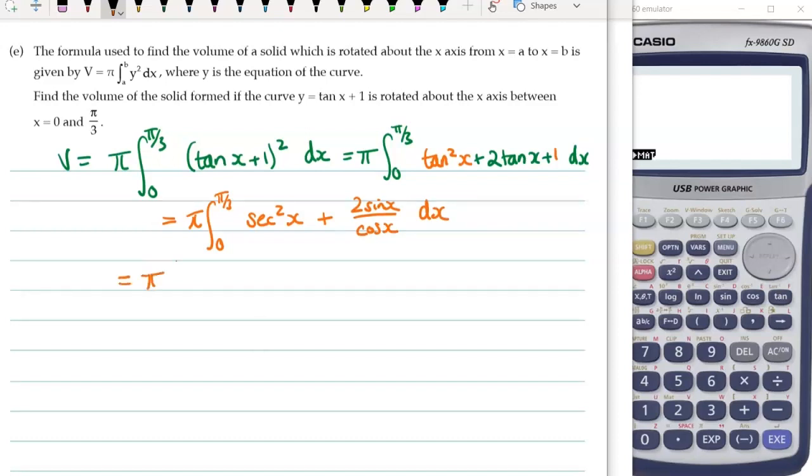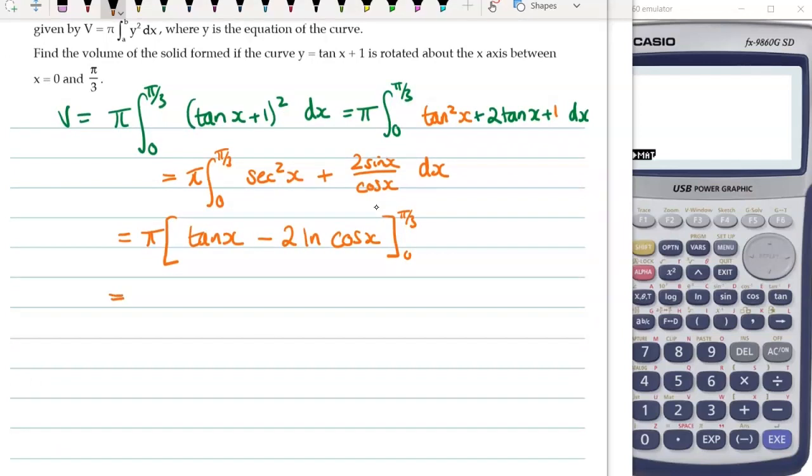So we'll do pi. Sec squared integrates directly into tan x. Sine and cos are derivatives of each other, so the top is a multiple of the derivative of the bottom. Now if we differentiate cos x, we get minus sine x, and when the top is the derivative of the bottom, it's the natural log. So bring out the 2, and now we've got natural log of the bottom, cos x, for pi by 3 and 0.